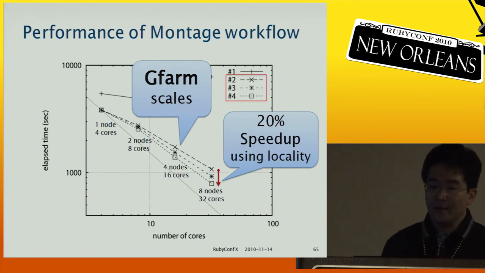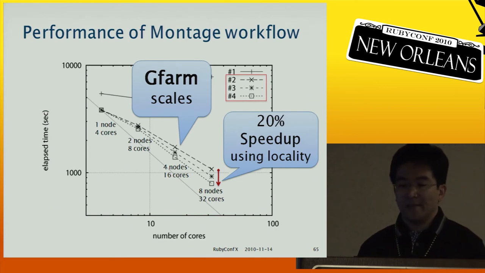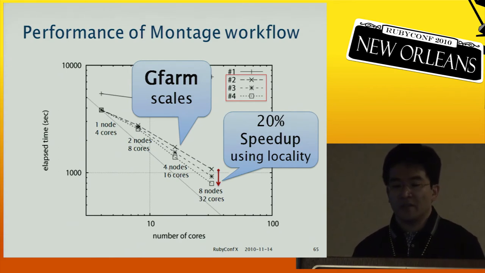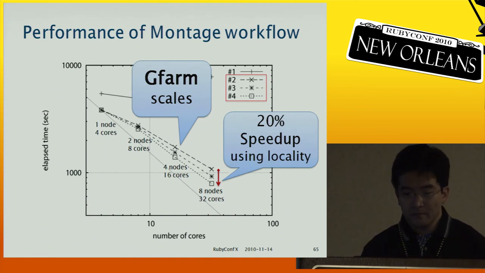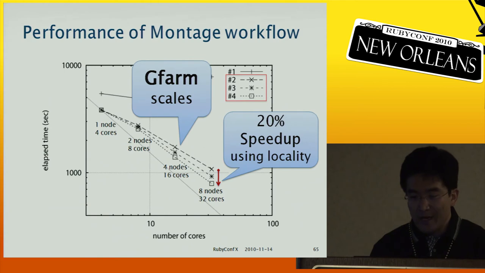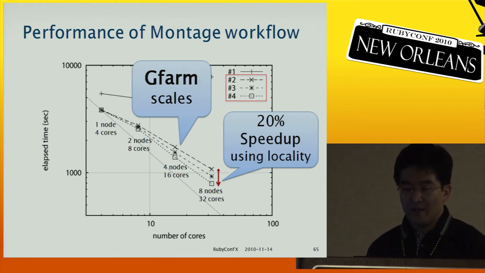On the other hand, in the Gfarm case, the elapsed time decreases as the number of cores increases. You can see the workflow achieves excellent scalability by using Gfarm. The three different lines show different locality strategies. If locality-aware task assignment is used, about 20% speedup is observed.